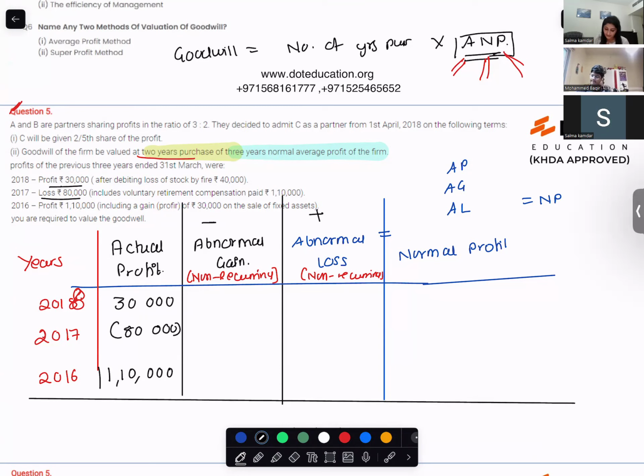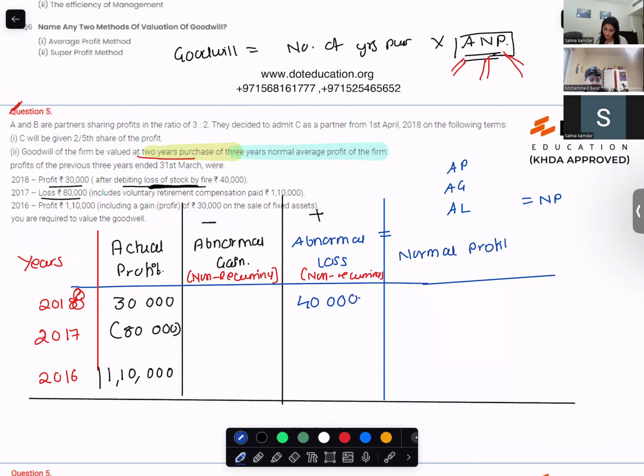This is profit, but after debiting loss of stock. This is abnormal loss or abnormal gain. The loss of stock amount is abnormal loss. So what will you do for abnormal loss? We'll add 40,000 and put it in abnormal loss.